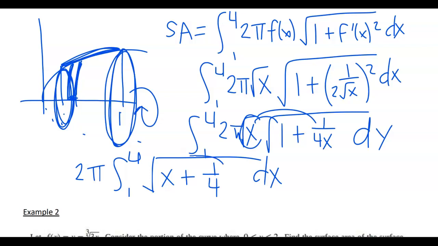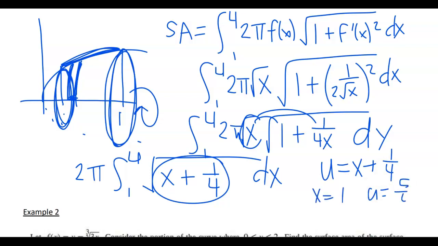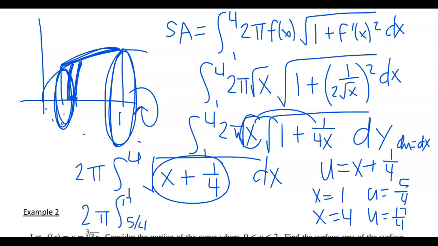Well, now I can do a u sub. And when x equals 1, u equals 5/4, and du equals dx as well. And when x equals 4, u equals 17/4. So 2 pi integral from 5/4 to 17/4 square root of u du. Two pi u, this is to the 1/2. So if I add 1, I get 3/2. Dividing by 3/2 is the same as multiplying by 2/3.